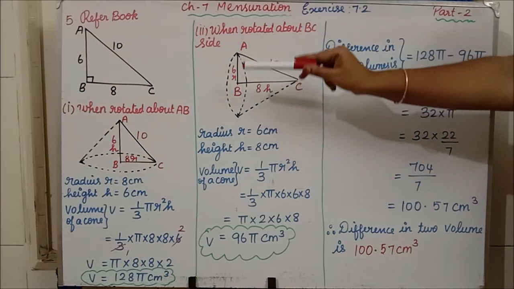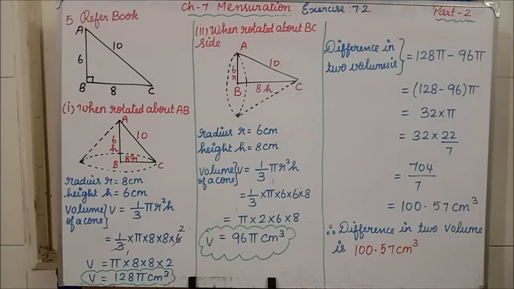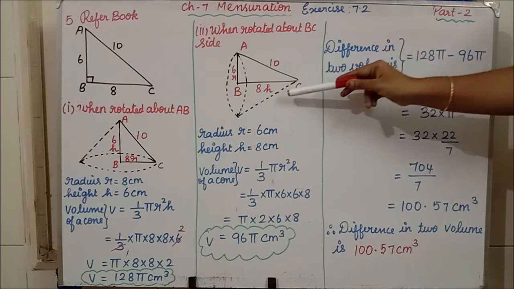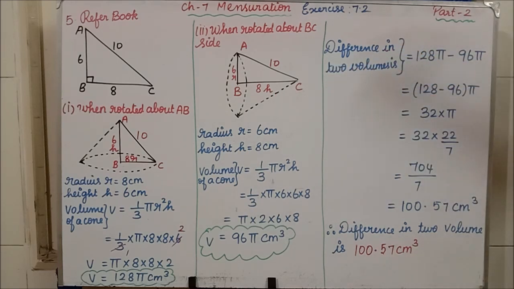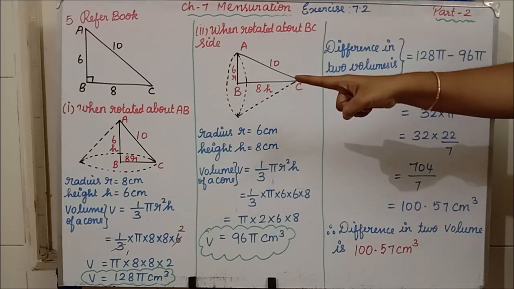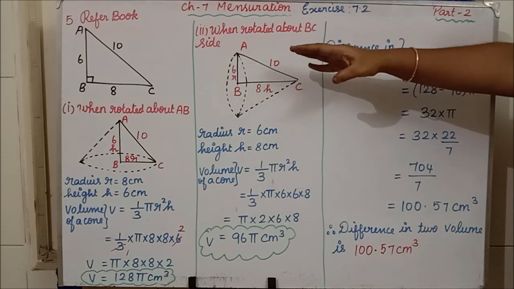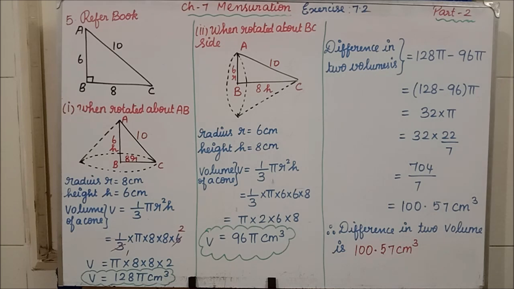If it is a circle, then we will have a radius. Now the radius is 6 and the height has become 8. Clear? Previously, 6 was the height and 8 was the radius. Now 6 is the radius and 8 is the height. It has interchanged. Radius and height, we have to interchange. Clear? Now, the same formula.